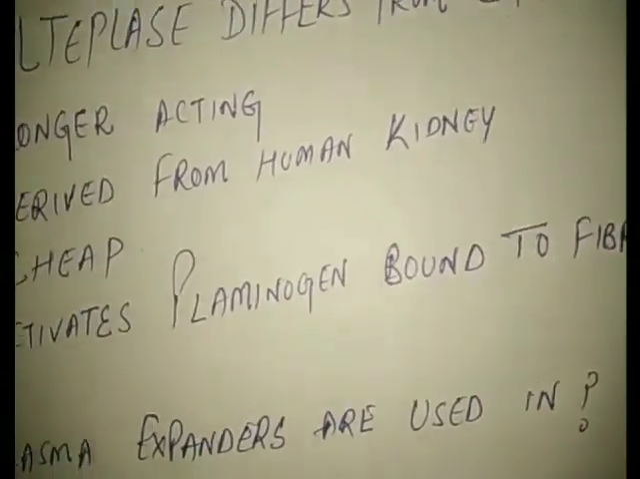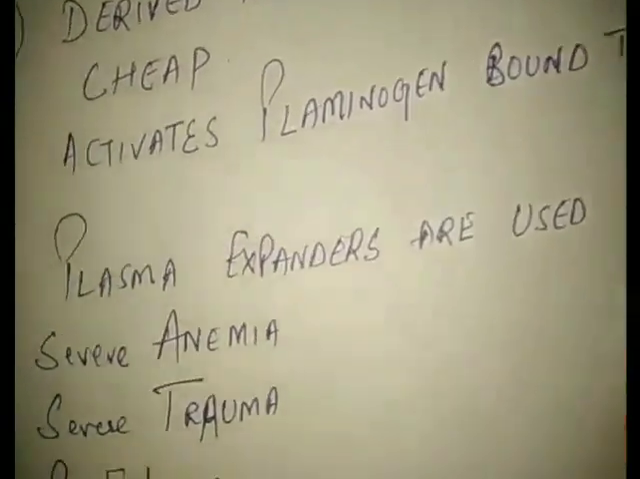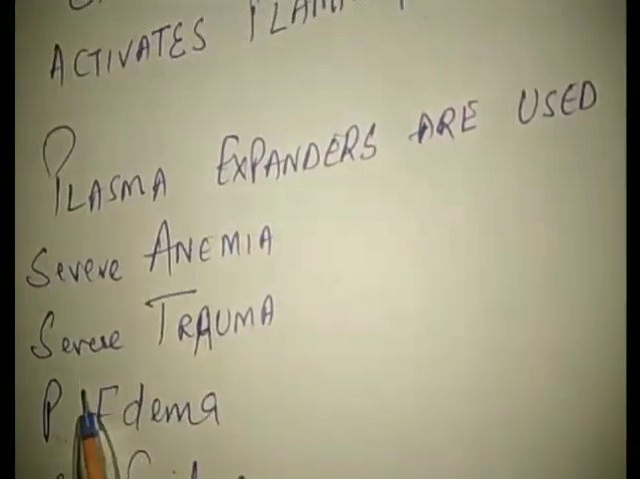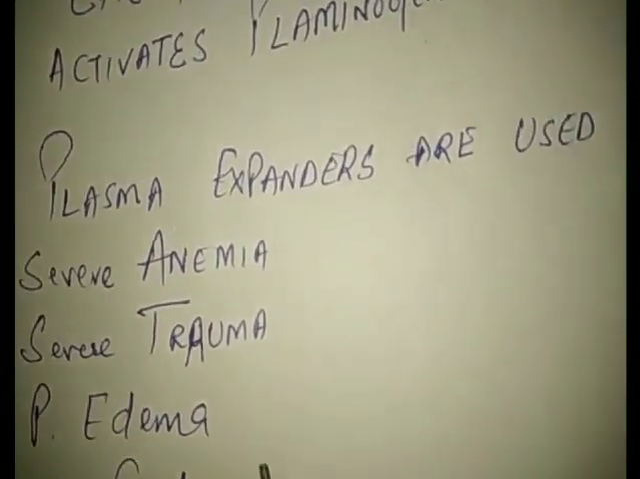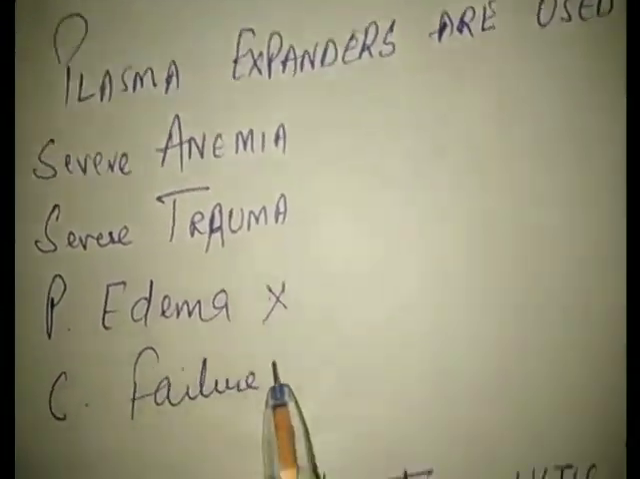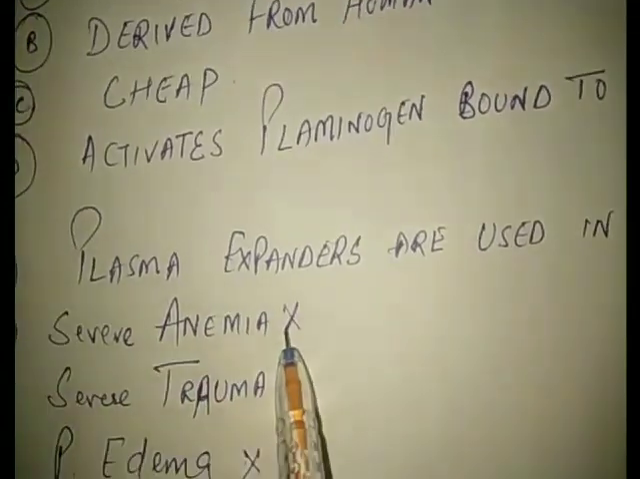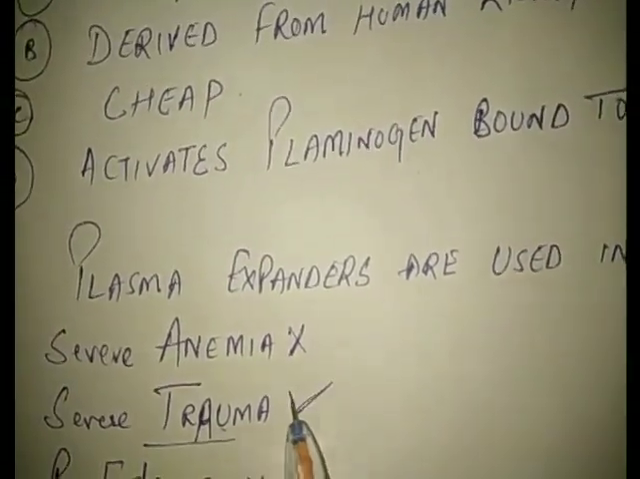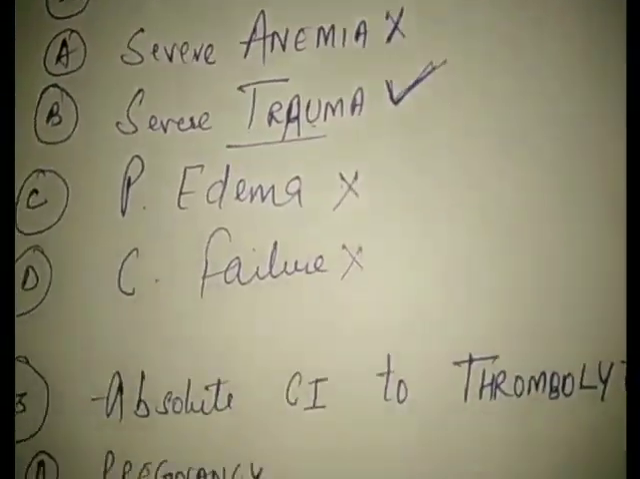Okay, plasma expanders are used in severe anemia. No, it is contraindicated in severe anemia. Severe trauma, maybe. In pulmonary edema, no, it is contraindicated in pulmonary edema. It is contraindicated in cardiac failure, and it is also contraindicated in severe anemia. So it is used in severe trauma when there is severe blood loss. Okay, this is the right option.